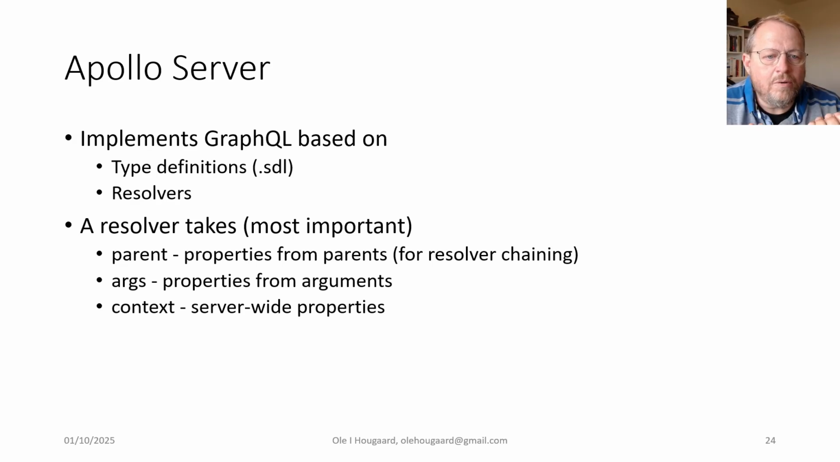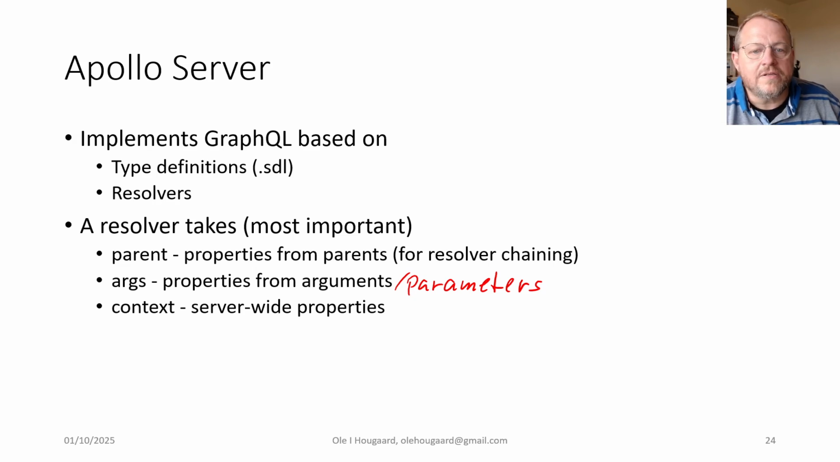The normal one is the one that's called args. I typically call it params because I like to refer to them as a parameter, but they are properties. So they are properties for our arguments or parameters, if you like. And finally, we have context, which are server-wide properties. It's not something I have used in my examples, and it's also maybe not something that you need to use. But if you do need to know some server-wide properties, you can look them up in context. You can look up what it is yourself.